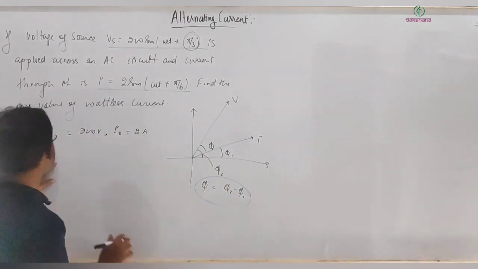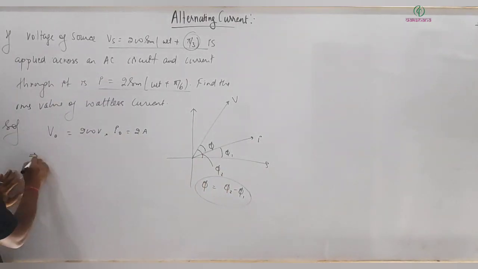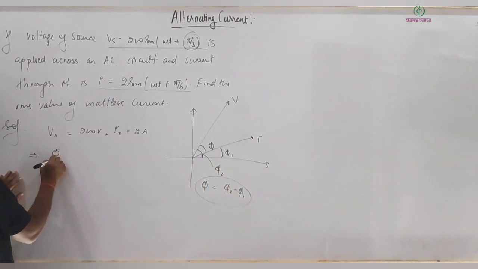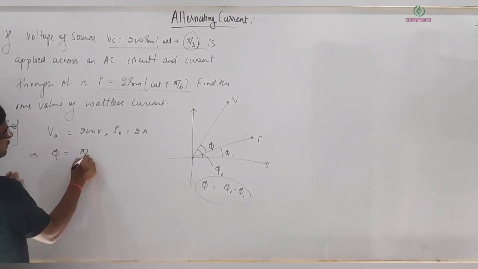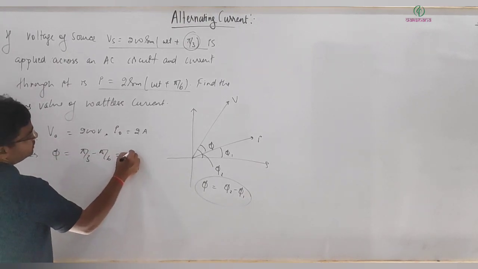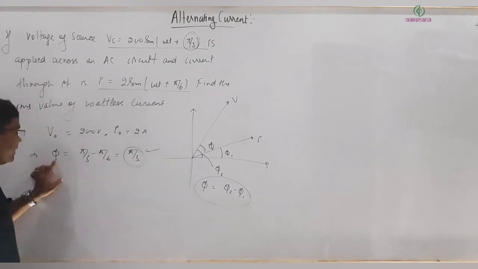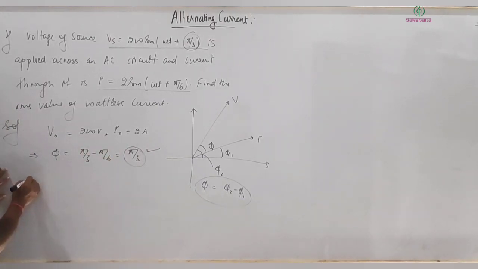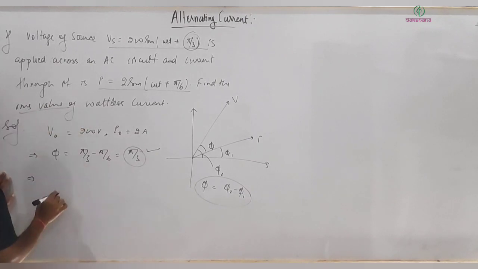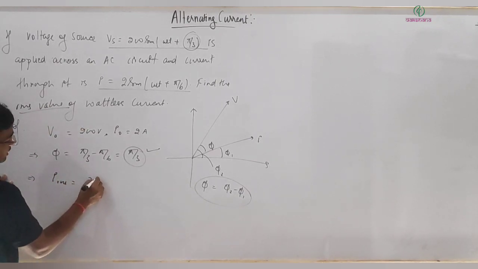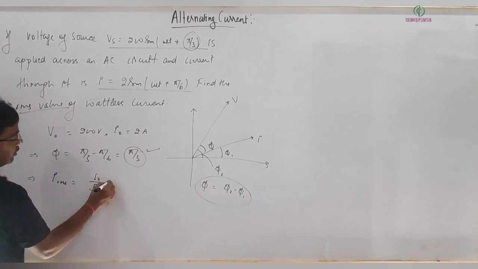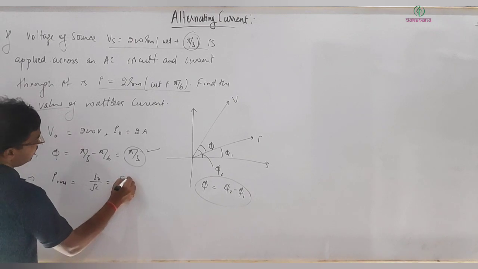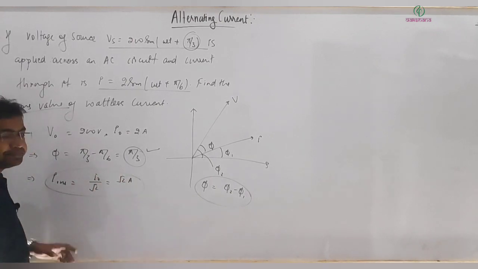Alright, so now here we have, from what is given, phi is equal to how much? It's pi by 3 minus pi by 6, that means it is pi by 6. So I got phi. I already have the value of current. Because it's talking about the RMS value, I need to calculate IRMS first. That will be equal to I0 by root 2, 2 divided by root 2, that means it's root 2 ampere. So this is the RMS value.